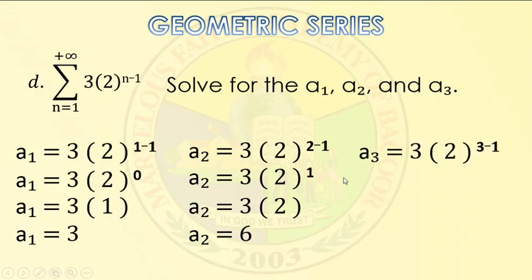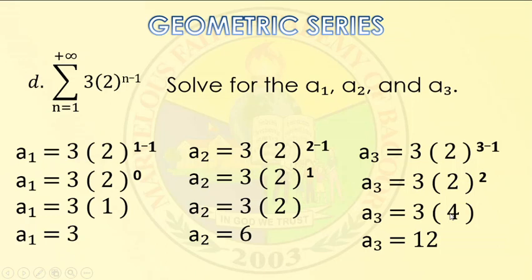Okay? Next, for the third term, a sub 3 equals to 3 times 2 raised to 3 minus 1, kasi nasa third term na tayo. Kaya yung n natin dito ay equals to 3. Next, subtract natin yan. So, 3 minus 1, the answer is 2. Then next, simplify natin yung exponent natin. 2 squared or 2 times 2, the answer is 4.